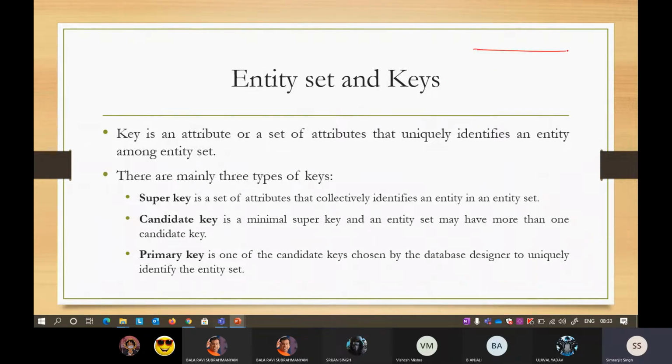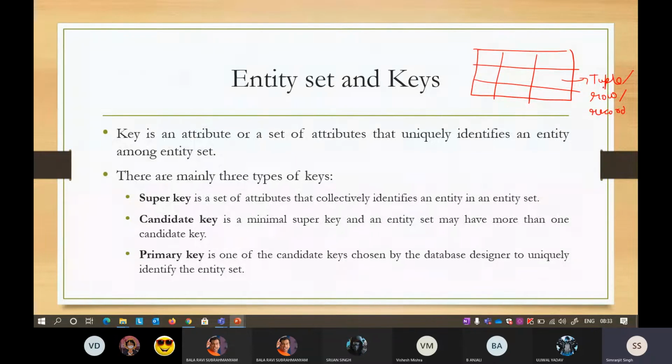If you remember, I've already told you that when we are designing a table, I have to uniquely identify a row, or a tuple, or a record. These three are one and the same thing, so whenever you're reading a book, do not get confused if they use tuple, row, or record. You already know what these headers are: roll number, name, class.